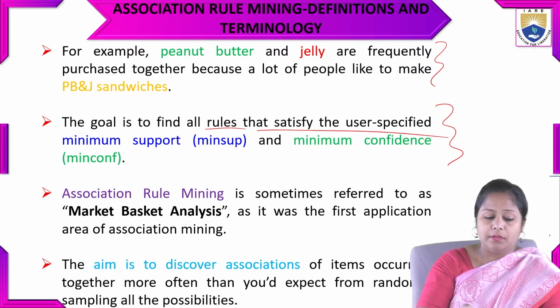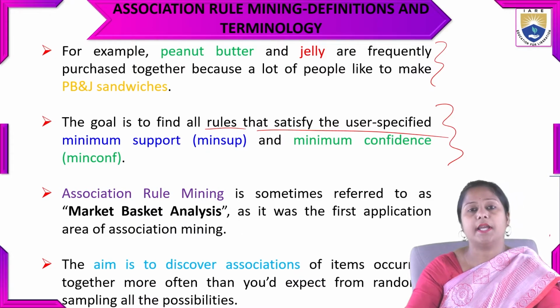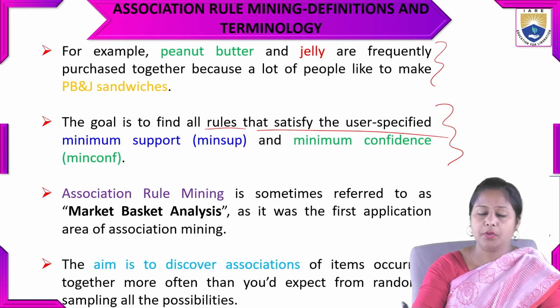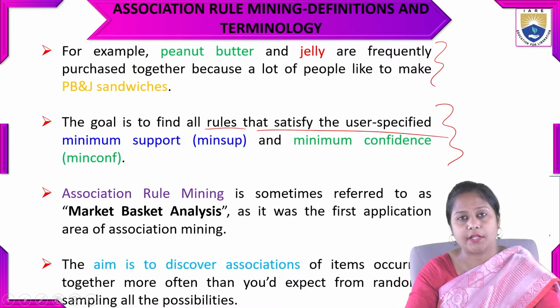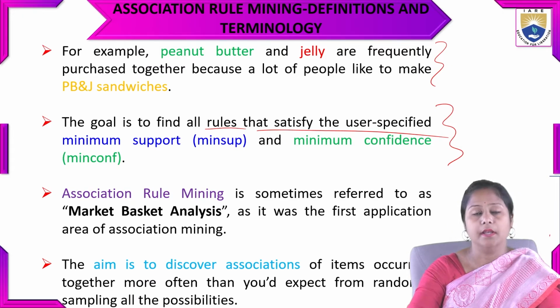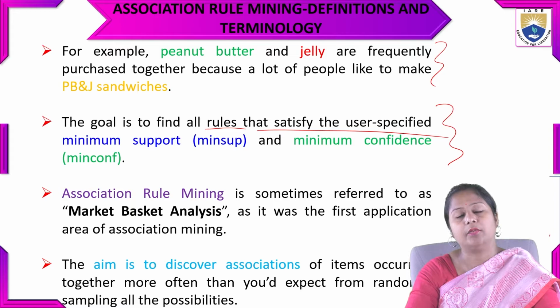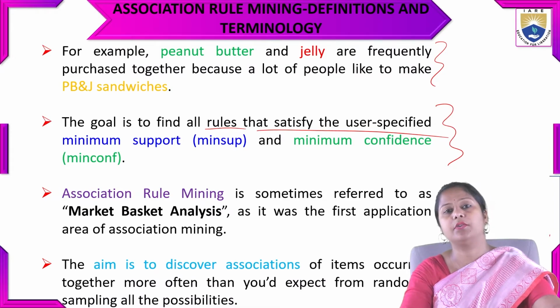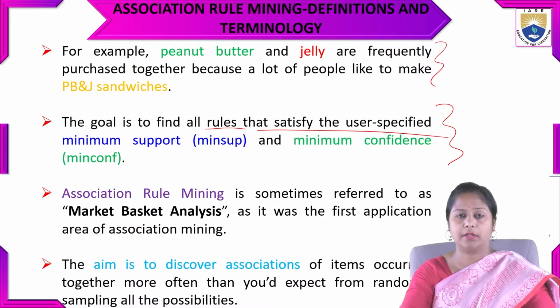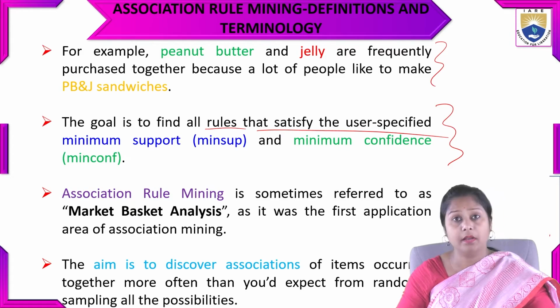Now, the aim is to discover the association of items that occur together more often than you would have expected from randomly sampling all the possibilities. So we have to discover all of the purchased items that have been bought on the basis of another item.